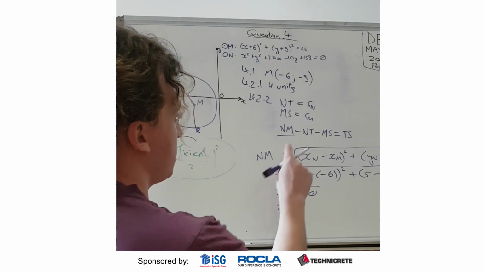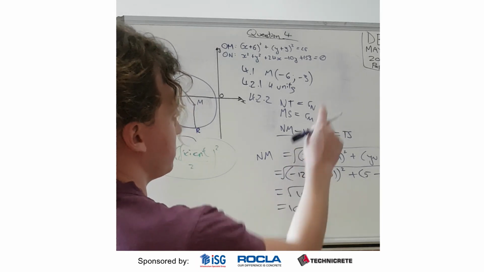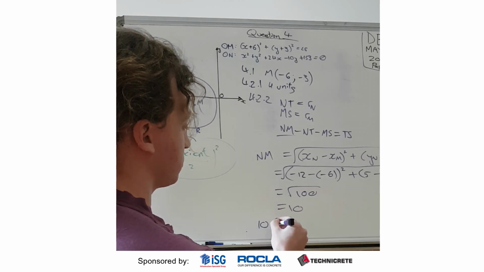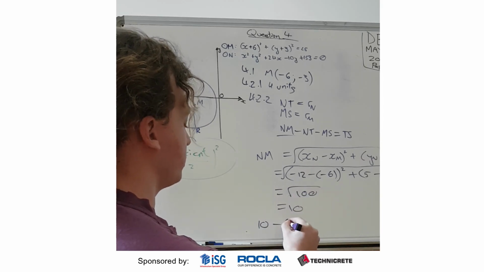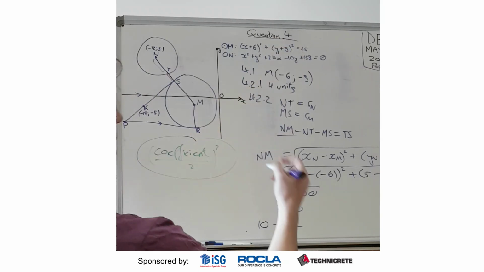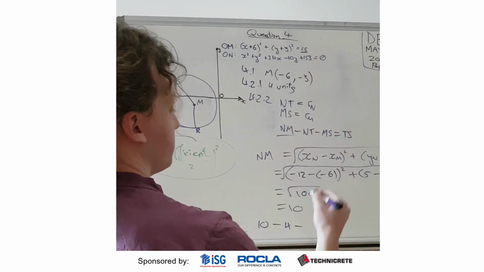So we have this value. NT, we know it's the radius of N. That's something we just worked out. So we know it's 4 units. We know MS, the radius of circle M, it's 5 units, has to be the square root of this number.